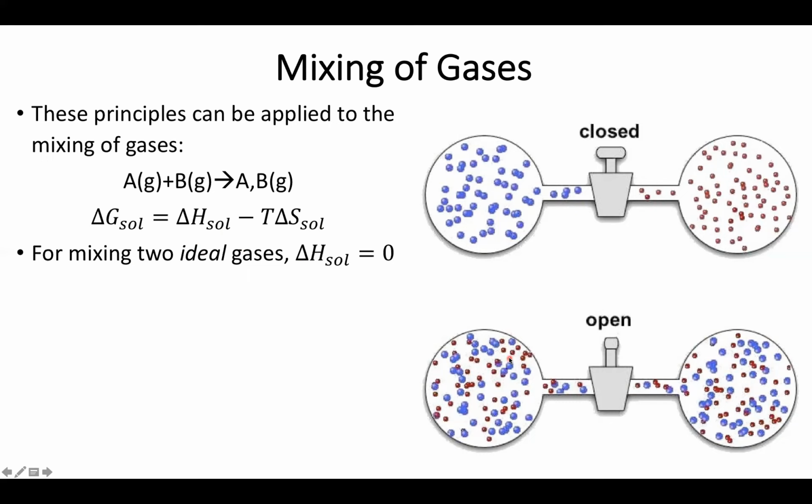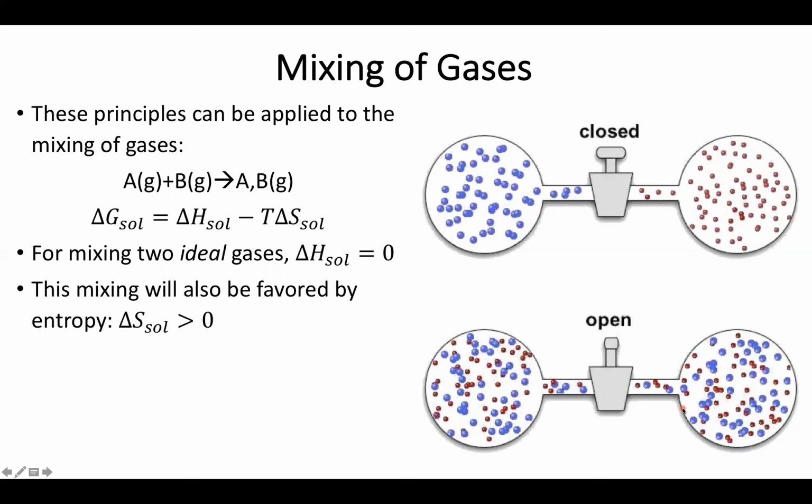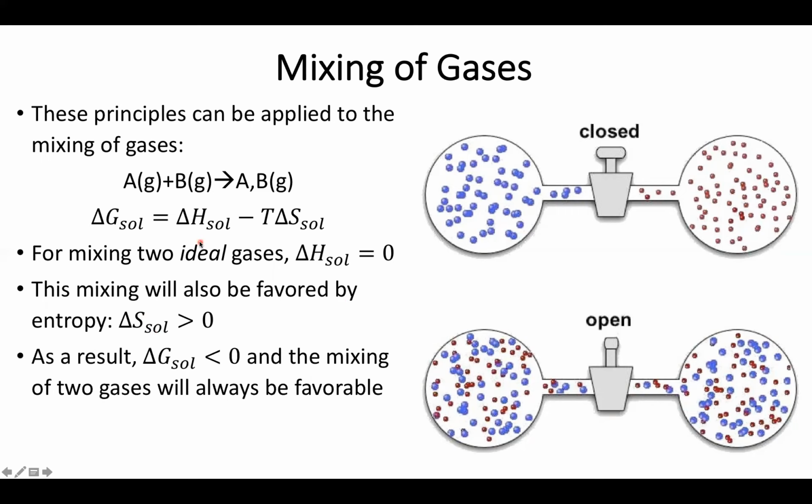And in this case, like we saw last chapter, if a gas is able to expand and occupy more volume, it will always be more favorable. So in general, if you're occupying more volume, have more options, we're going to see a positive entropy of solution. And since enthalpy doesn't play a role here, we'll have a net negative Gibbs, because remember that minus T, and the mixing of two gases will always be favorable.